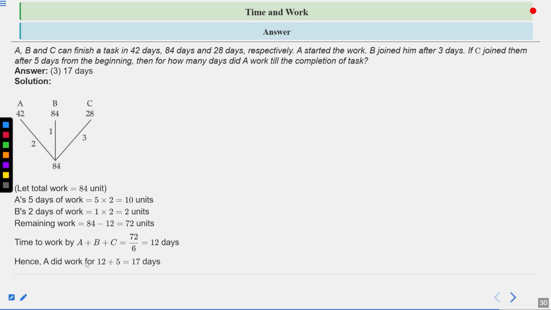So hence, how many days did A work? A worked 5 days before. So the total days taken by A become 12 days plus 5 days, which is 17 days. So the third one is the correct answer of this question. Next.